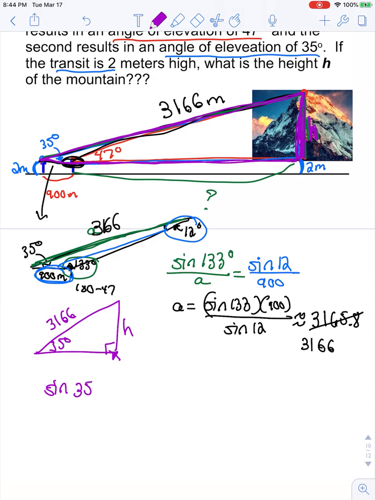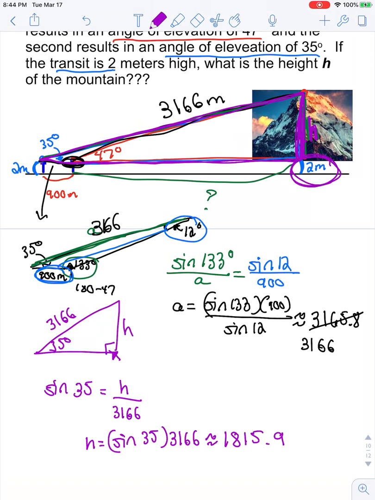The sine of 35 equals the opposite, my height, divided by the hypotenuse. And when I solve for the height by multiplying these together, I get a height of sine of 35 times 3,166. I get about 1815.9.